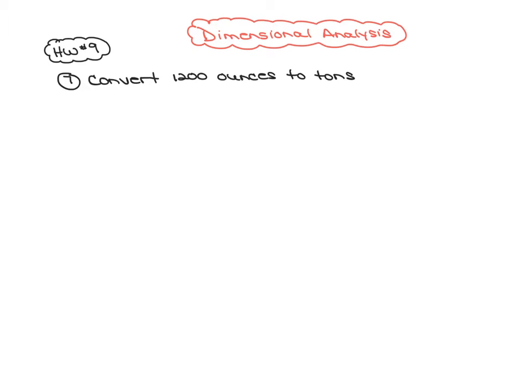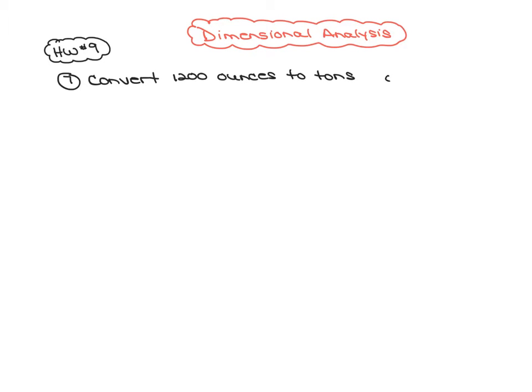In this mini lesson, I'm going to show you how to use dimensional analysis to convert one measurement, 1,200 ounces, into another measurement using tons. Dimensional analysis uses multiplication and a fancy form of 1 to convert any measurement into an equivalent measurement with different units.